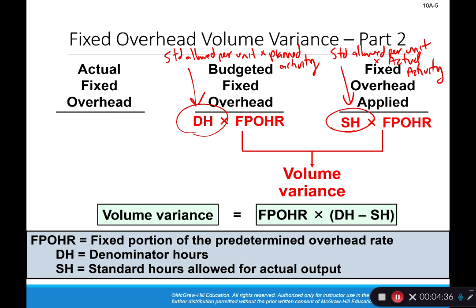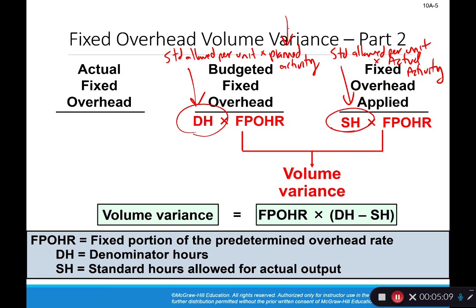When we have budgeted fixed overhead greater than the overhead applied, that's going to result in an unfavorable variance because it means we planned to make more than we actually did. That means we weren't very efficient at utilizing our factory. When the budgeted fixed overhead is less than the applied, that is a favorable variance because it means we made more than we originally planned, so we utilized our factory effectively.